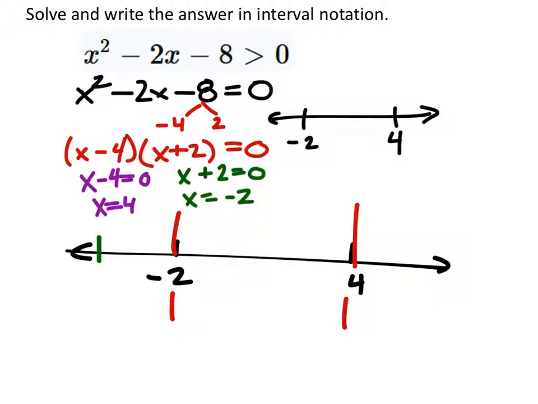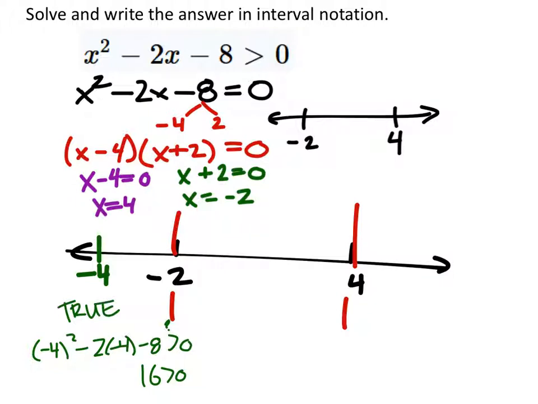So we are going to test negative 4 and just see if that gives us a true statement in the original expression. So we've got x squared, so negative 4 squared, minus 2 times negative 4, minus 8. And the question is, is that greater than 0? Yes, right? 16 is greater than 0, so that is true, which means that everything to the left of negative 2, but not including negative 2, would also give us a true statement, okay? Which means it's part of the actual interval that we will include as part of our answer.